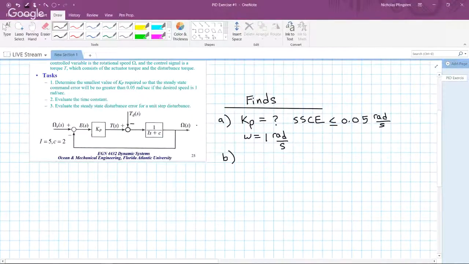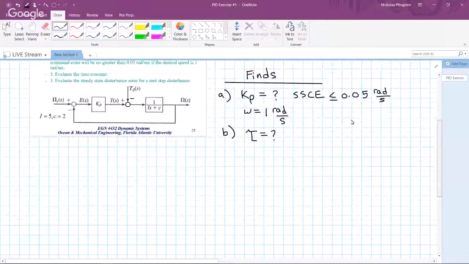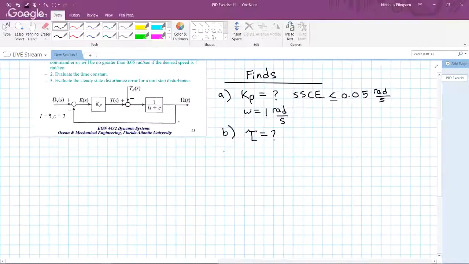Evaluate the time constant. Well, that's easy. It wants the time constant, which is tau. What is tau? And then it's asking evaluate the steady state disturbance error for a unit step disturbance. So C. So we're looking for steady state disturbance error equals question mark for a unit step disturbance.